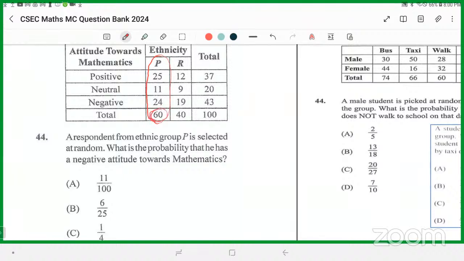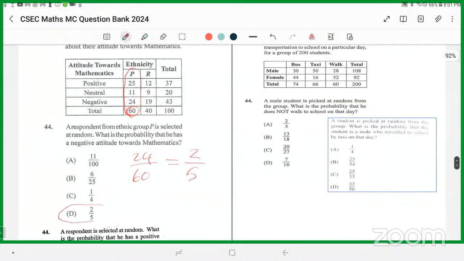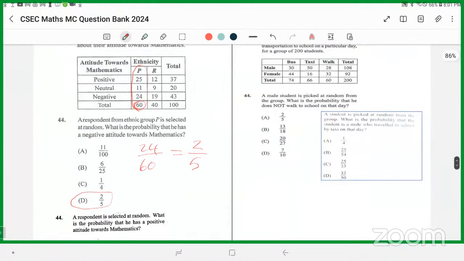What is the probability that he has a negative attitude? So it's 24 out of the 60, 24 out of the 60 persons in ethnic group P. Your sample space is narrowed down to ethnic group P, which has just 60 persons in there. This can be divided by 12, right? So divide this by 12, we get 2. Divide this by 12, we get 5. 2/5. There you go, 2/5. All right, you're not going out of the full 100 anymore. You're going in ethnic group P.